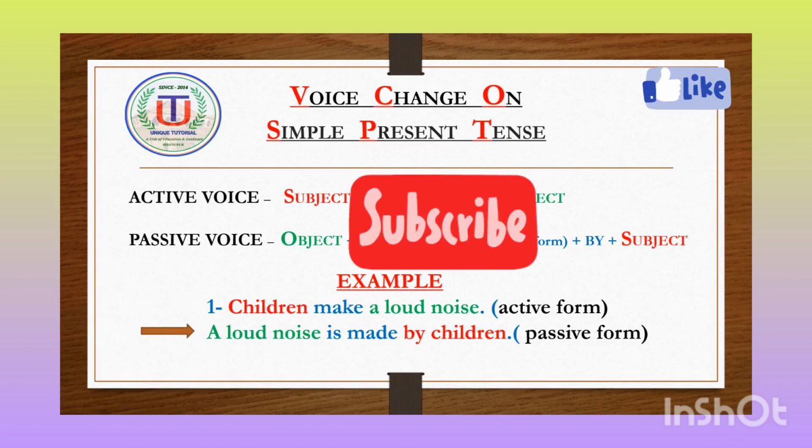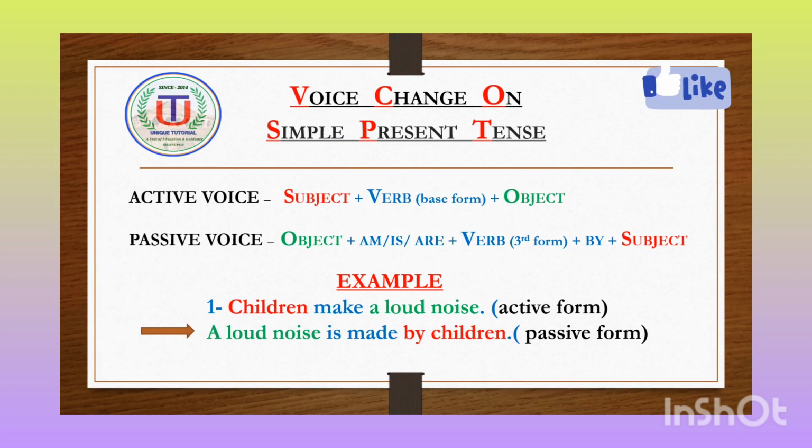First comes voice change on simple present tense. It means if the sentence is in simple present tense, then its structure will be subject, then verb base form, then object. Then in passive voice, its structure will be: first will come the object, then an auxiliary verb will be placed, that is am, is, are. All the three are in present tense. Then verb in third form, then by, then subject.